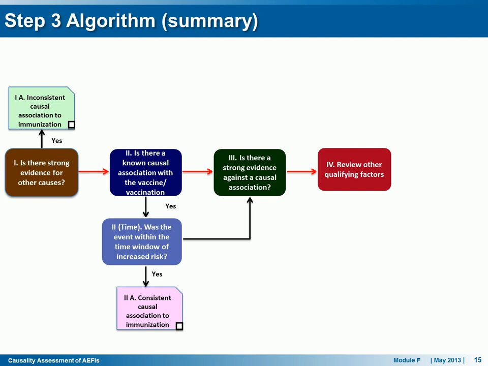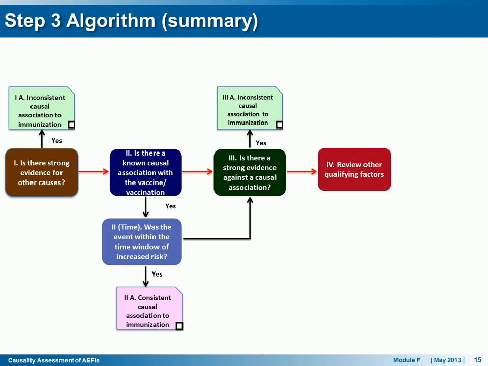Now you come to the third part, that is, is there strong evidence for causal association, and you look for evidence, and if the answer to that was yes, then you would conclude that it is an inconsistent causal association to immunization, and you would put a tick here. So we have finished the primary part of the algorithm.